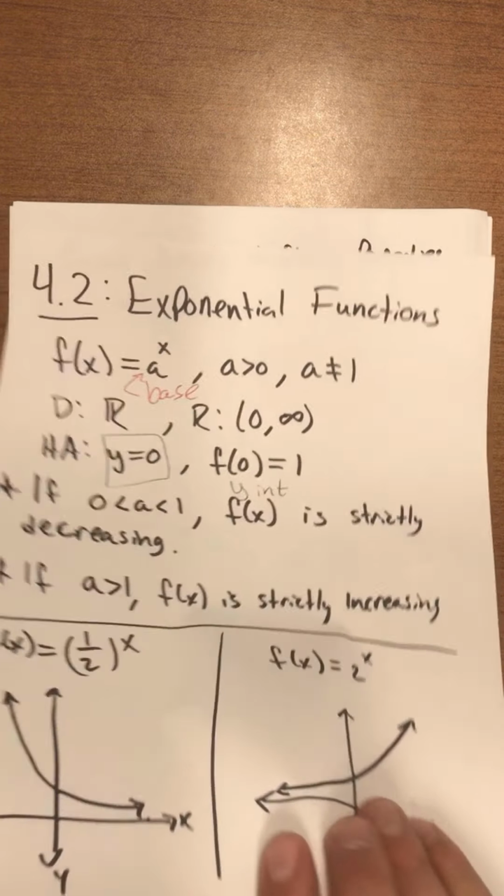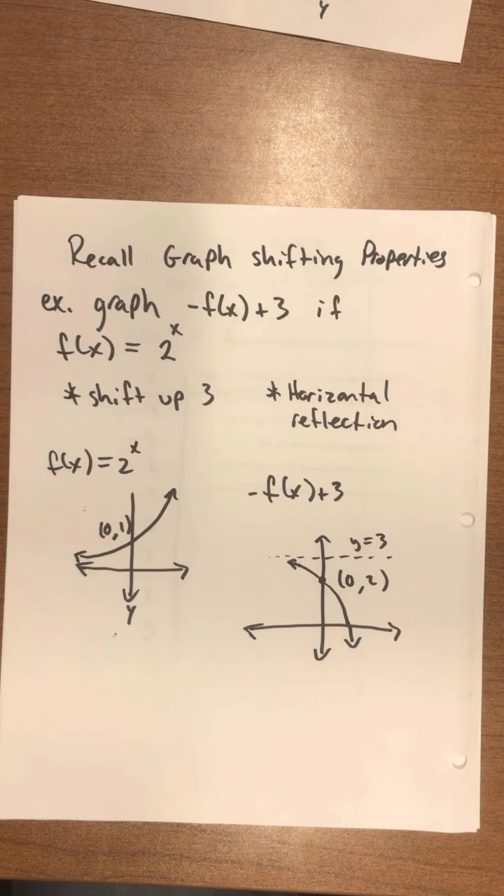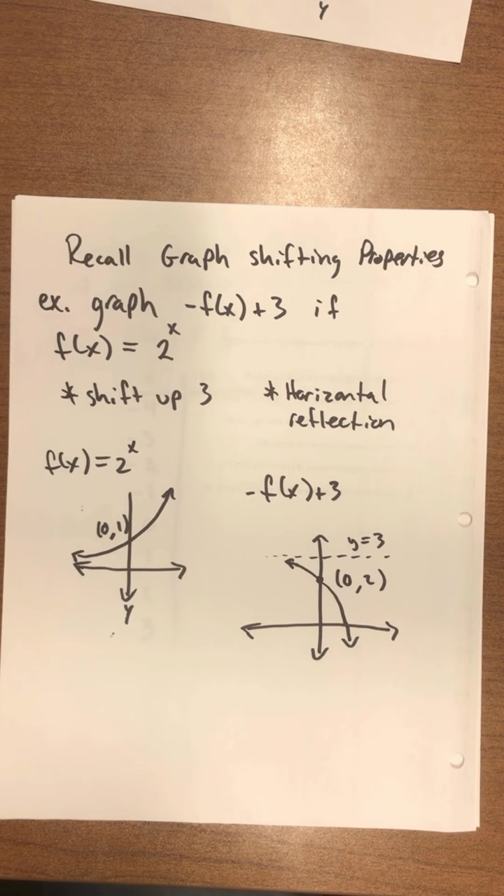So we can graph these using graph shifting properties, and we can always plot points, and we're going to plot ordered pairs on the next page. But if you recall the graph shifting properties, you might need to look back to 2.6, how to shift a graph left, right, up, and down, reflect it across the x-axis, and reflect across the y-axis.